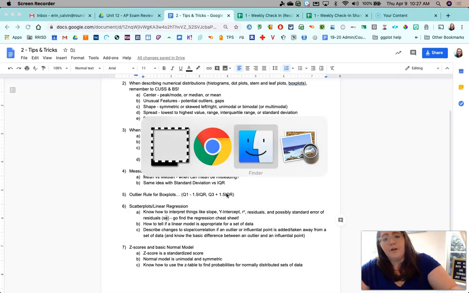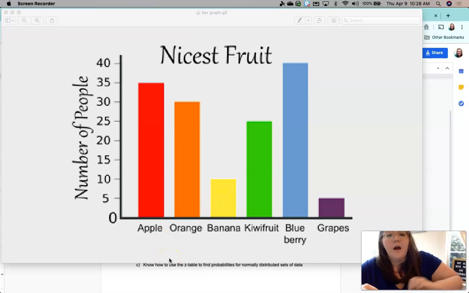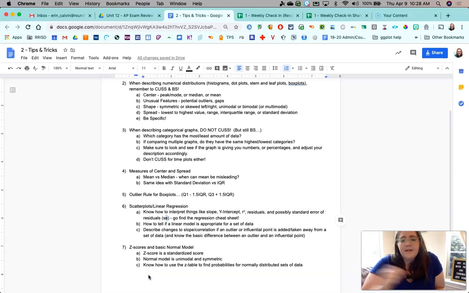So a couple of graphs that I pulled up. This is a lovely graph on number of people and what their nicest fruit is. We would say maybe the most people chose blueberry as the nicest fruit, and apple is also pretty high up there. The least amount of people said grapes were the nicest fruit, which I'm extremely offended by because grapes are my favorite. Actually, grapes and bananas are my favorites. So this whole graph is very rude to me. So that is a categorical graph and how you might describe it.